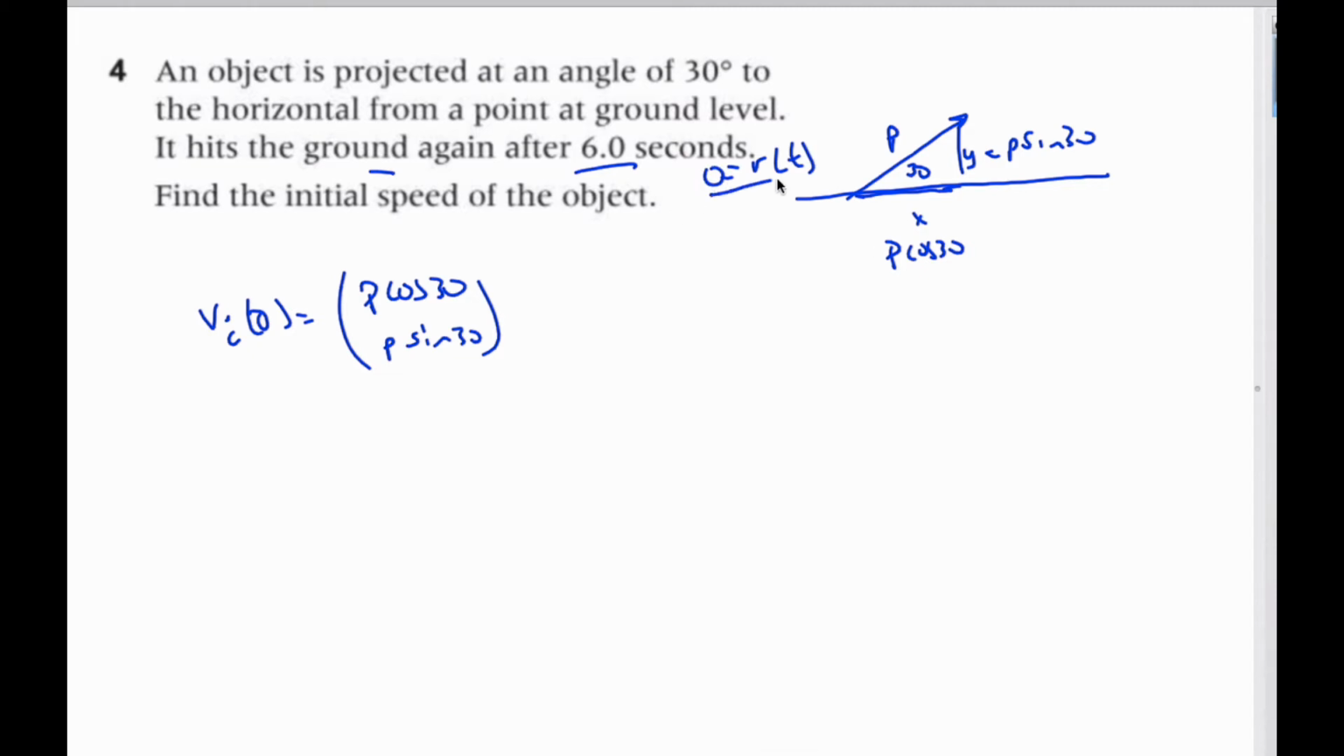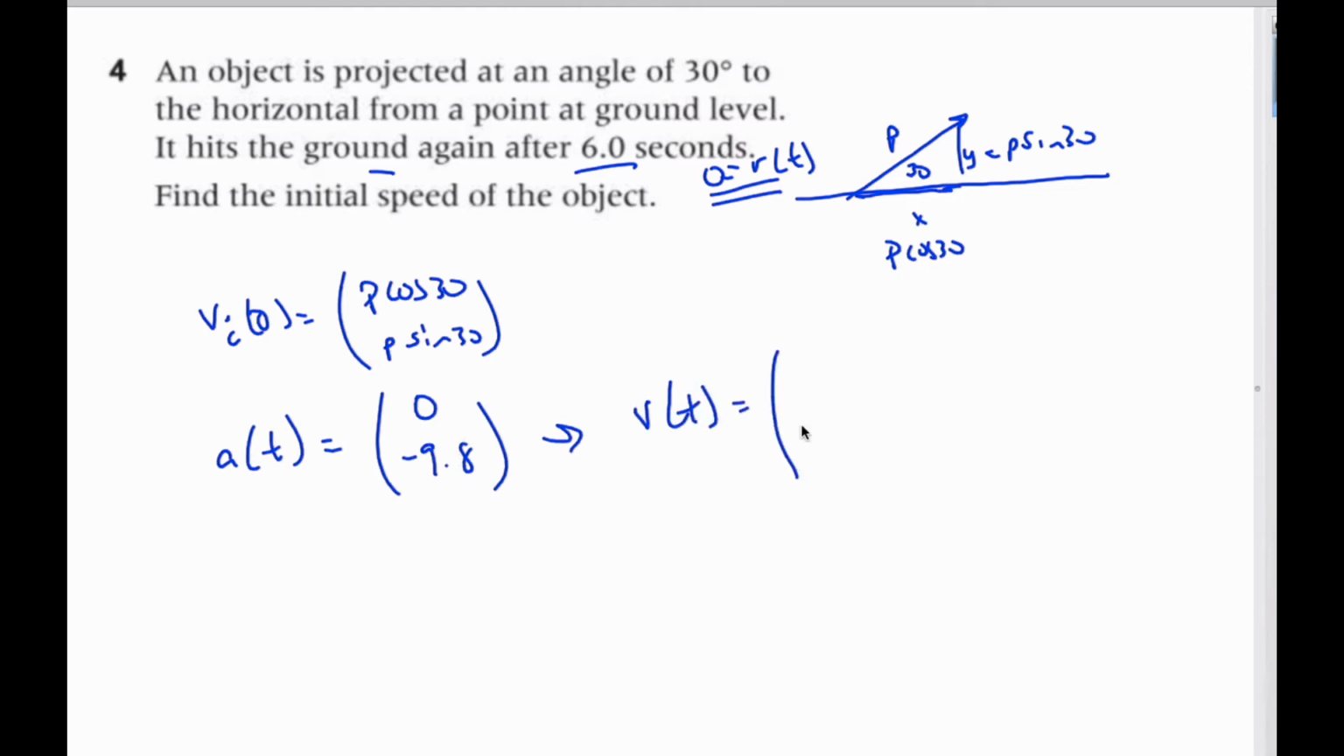So I have to build my function and get my displacement. In order to build it, I'm going to start with acceleration. I know acceleration is always 0 and negative 9.8, because that's gravity. Finding velocity is then just going to be the integral of acceleration. That's going to be c1, some constant, and negative 9.8t plus some c2.